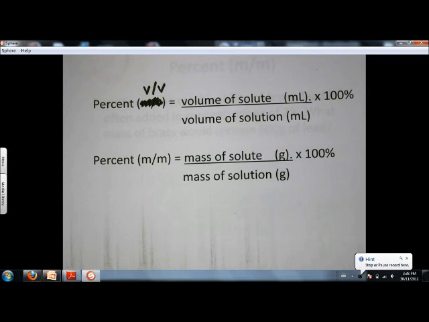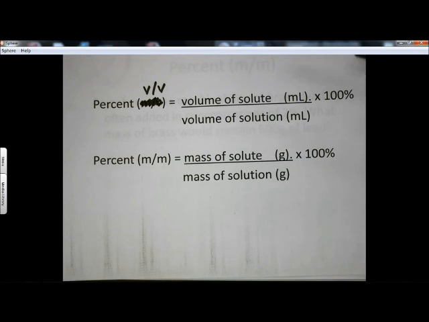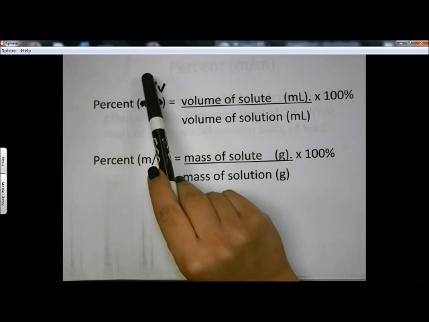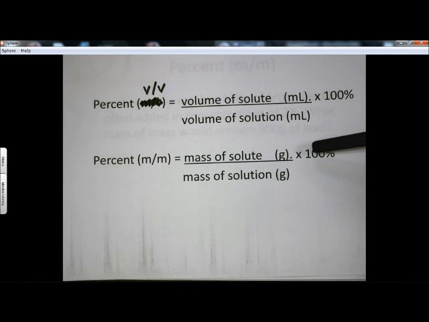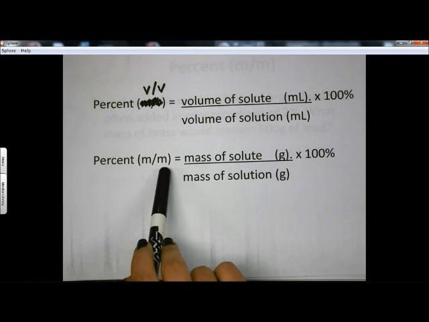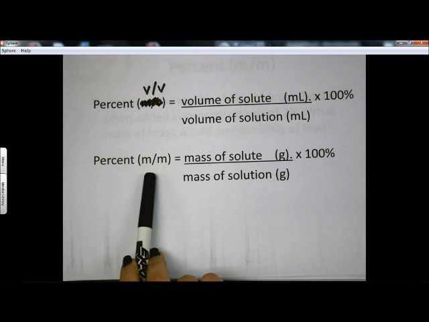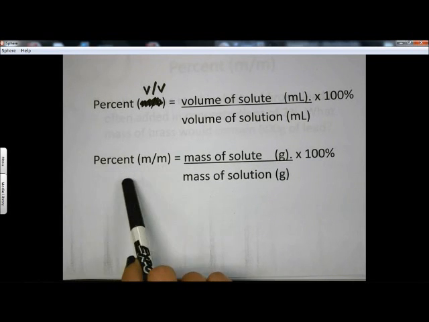So percent volume and percent mass work very similarly. Some solutions are not solutions where you have a solid dissolving in a liquid. Some solutions you have a liquid dissolving in another liquid. For those, if you're going to calculate the percent concentration, you're going to use percent volume. If you happen to have 2 solids that are dissolving within one another, or if you have one solid dissolving in another solid, you have percent mass. This one can be used for liquids as well, because we can measure the mass of a liquid using a balance, just like we could measure the mass of a solid using a balance. But the calculation remains the same.